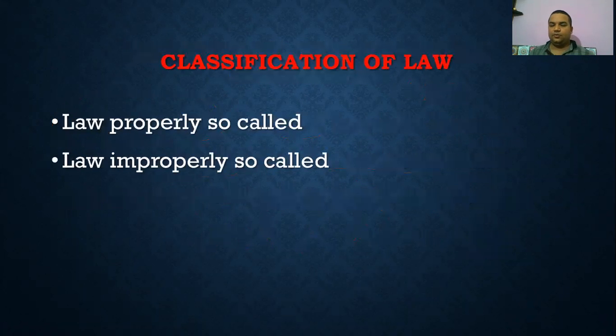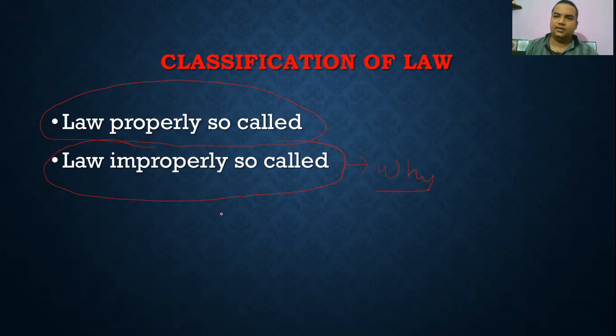Law has been categorized into two parts by John Austin: law properly so-called and law improperly so-called. So what is law properly so-called and what is law improperly so-called? Why is it called law improperly so-called? Because it is not proper to say this is the law. It looks like, it appears like law, but it is not. We can't say this is the law properly, because we cannot study it in law school and see its application in the courtroom. It looks like, it appears like law; that's why it is called law improperly so-called.